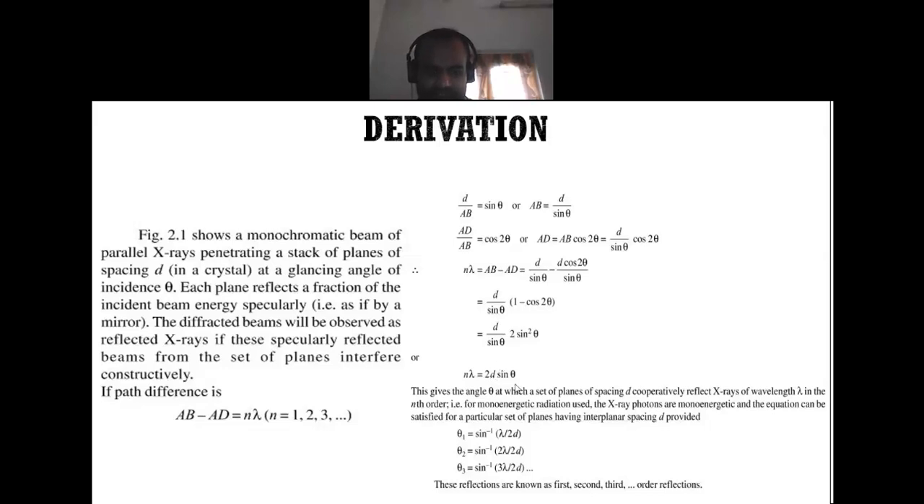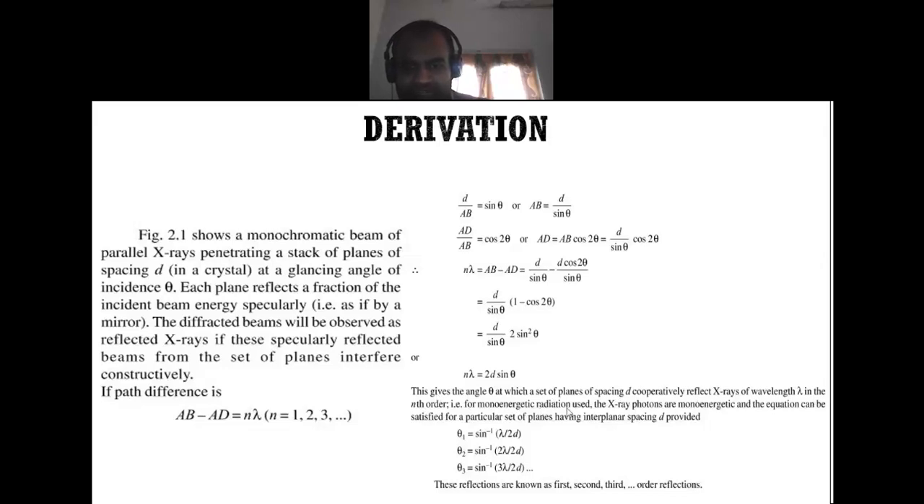the interplanar spacing. Of course, you also have to know angle theta. Angle theta you can calculate from your XRD patterns, the X-ray diffraction patterns. And suppose you know theta, d, and n, in that case you can also calculate lambda, the wavelength. So this gives the angle theta at which a set of planes of spacing d cooperatively reflect X-rays of wavelength lambda in the nth order.